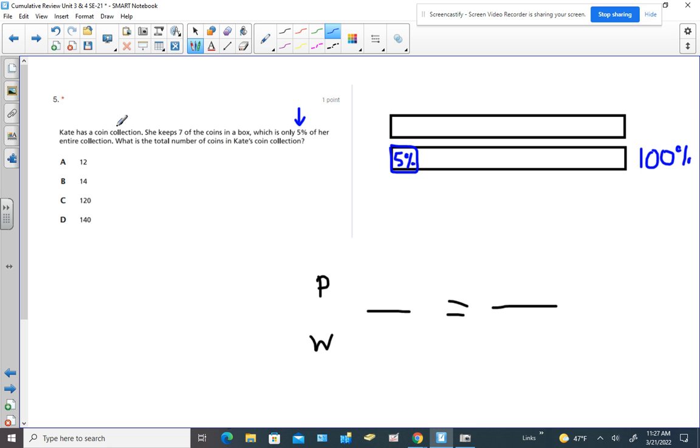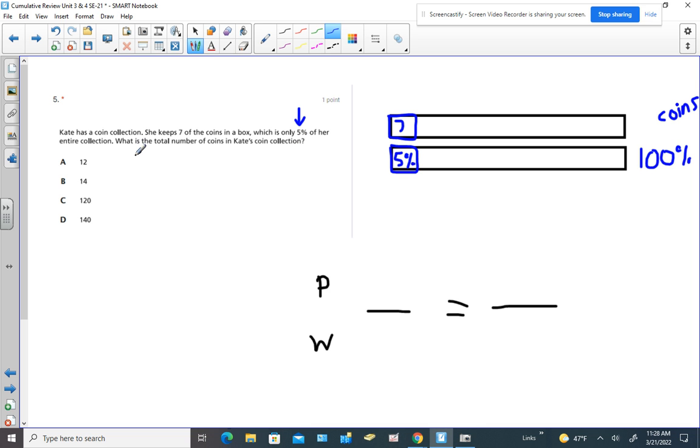Kate has a coin collection. She keeps 7 of the coins in a box, which is only 5%. So that also means that if it's saying which is, the number of coins is equivalent to 5%. So they're saying we have 7 coins. So really, what's the unit on the top bar? It'll be the number of coins.